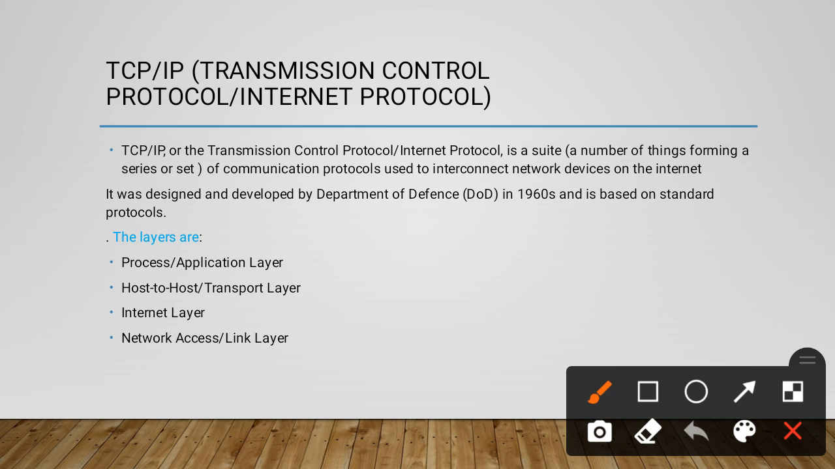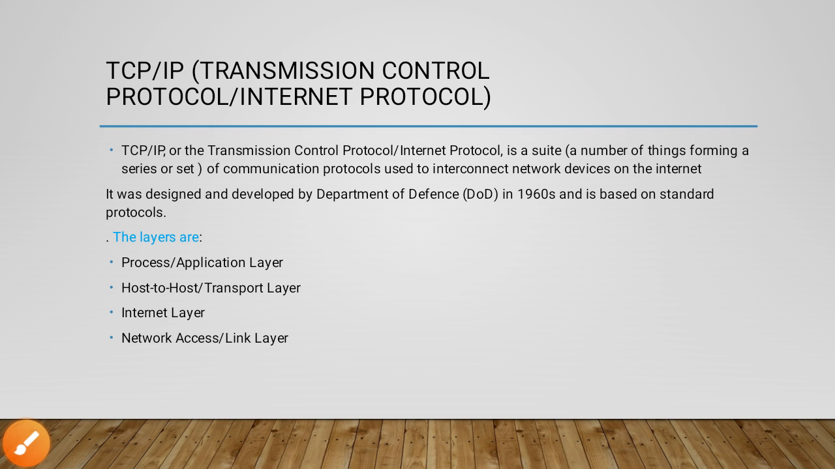The layers. TCP/IP layers are application layer, transport layer, internet layer, and network layer. These are the four layers used in TCP/IP.